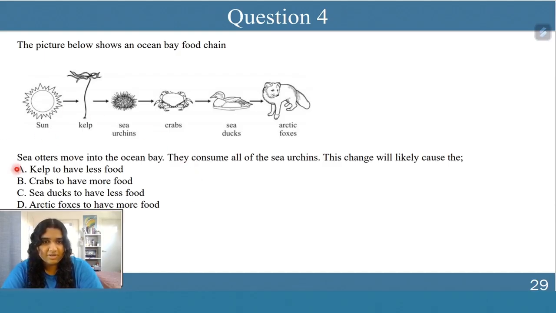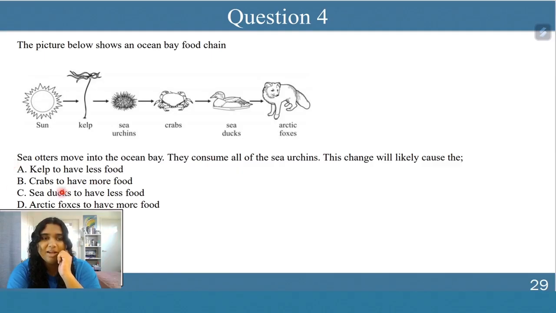So we've got sea otters coming in. They are consuming all of the sea urchins. So if sea urchins get removed from the situation, that means that the organisms that the sea urchins were consuming will start to increase in population. So the kelp will have a greater population because they're being consumed less. Crabs, on the other hand, rely on sea urchins as a source of food. If all of the sea urchins are now gone, the crabs are going to have less food.